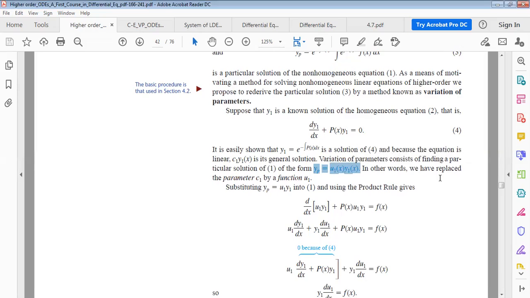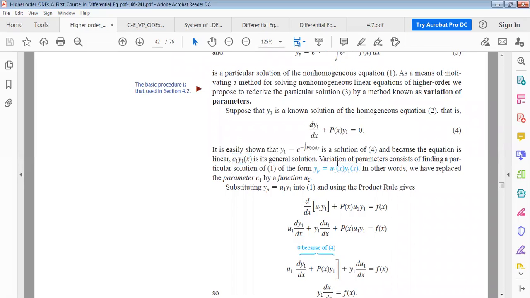In other words, we have replaced the parameter c1. This is actually the general solution. We have replaced c1 with u1(x), right? And comparing these two solutions, this is actually the general solution, and this is the particular solution, right?